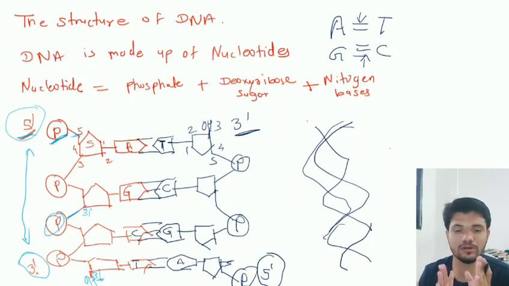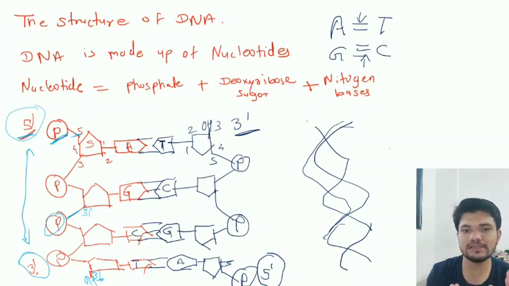So at the outside of this ladder there is the sugar phosphate backbone, and at the inside of the DNA, or this twisted ladder, what we get? The nitrogen bases. Okay, so this was about the basics of the structure of DNA.